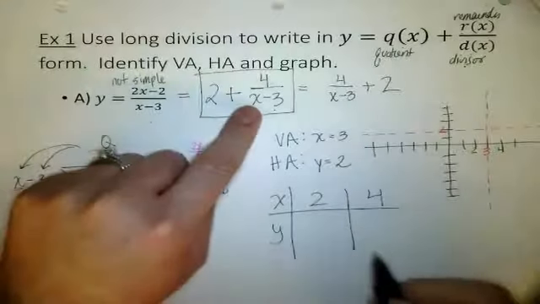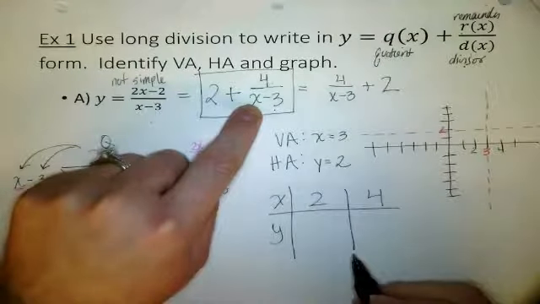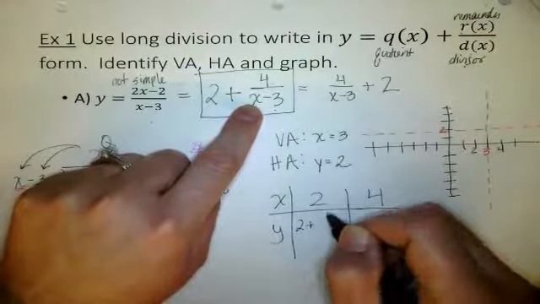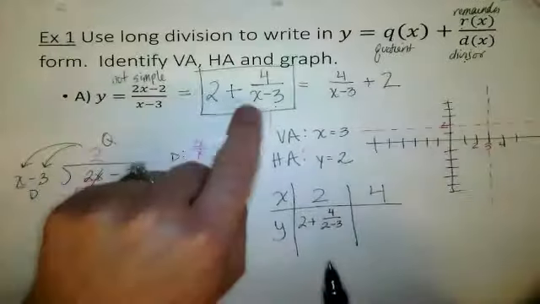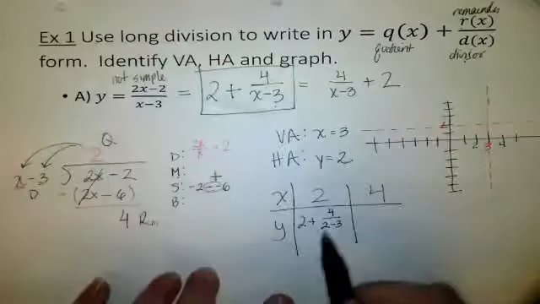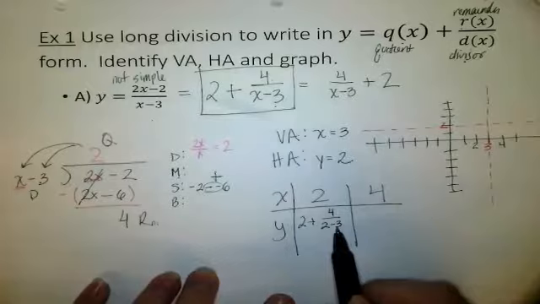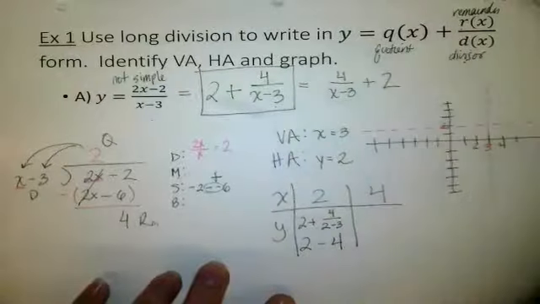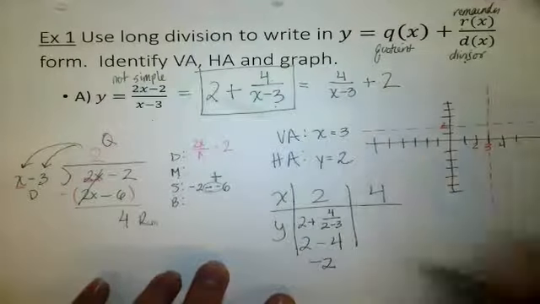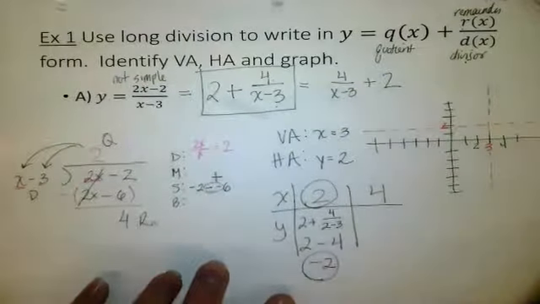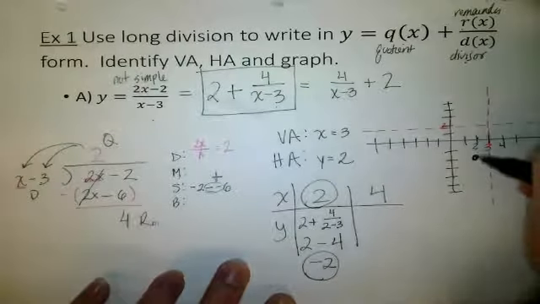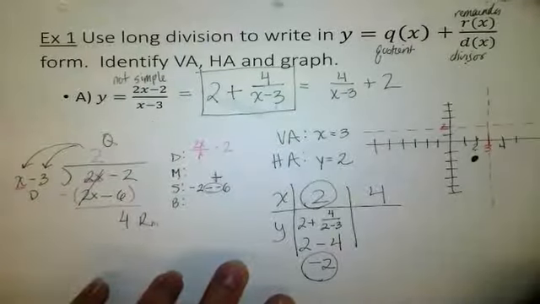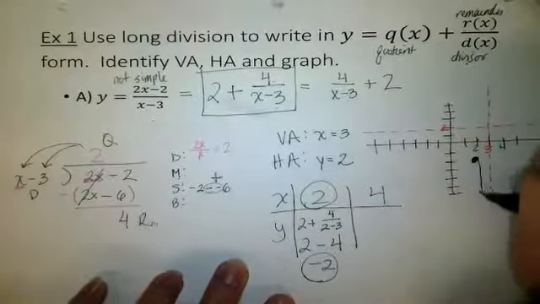So I'm going to go ahead and plug the 2 into my little function here. So I'm plugging the 2 in place of the x. 2 minus 3 is -1. 4 over -1, -4. So this is 2 minus 4, which is -2. So that's my ordered pair that I am going to plot. 2 for the x, -2 for the y. And again, I'm just going to make a nice little L shape.